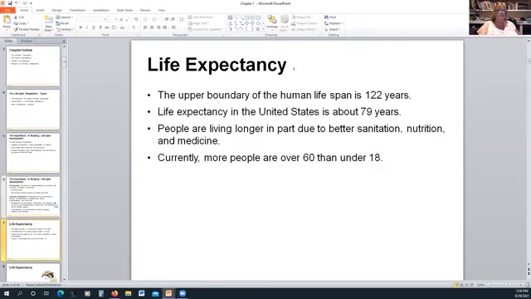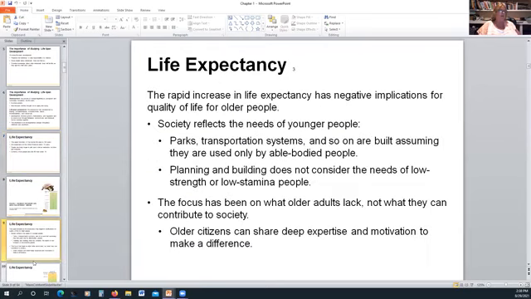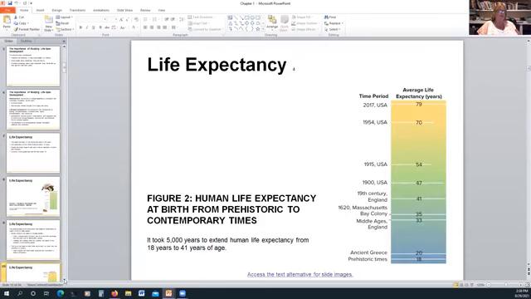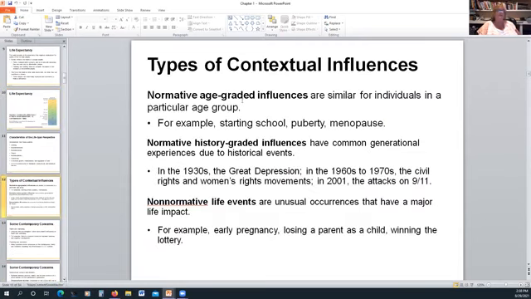There are some things in here about life expectancy, and that the upper boundary is 121 years. You can read about life expectancy over time and where we're at. When you look at contextual influences, we look at things like normative and non-normative. Normative things are things that happen to most people: puberty, menopause, starting school, etc. Non-normative are things that only occur for a few people: early pregnancy, losing a parent as a child, winning the lottery. They don't happen to most people.